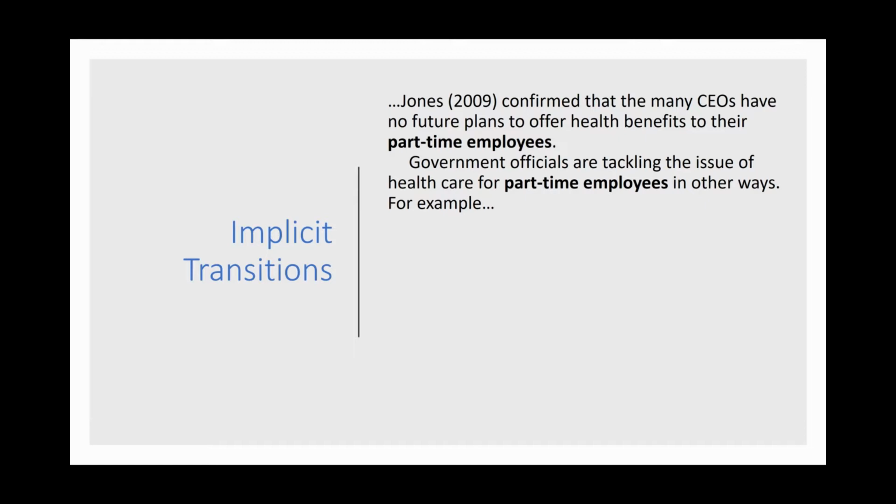In the first example, the first paragraph discusses the benefit plans companies give for their part-time employees, while the second paragraph discusses how government officials want to provide benefit plans to the part-time employees. These two ideas are clearly related, with the connection being benefit plans for part-time employees. So, an explicit transition isn't necessary because the connection is implied. We can also see the repetition of the keyword part-time employees, which helps to form the implicit transition.